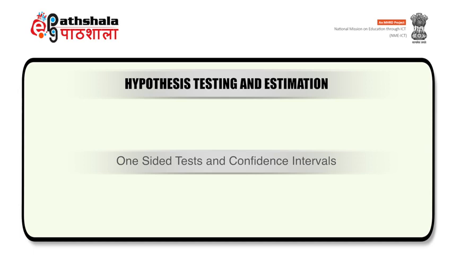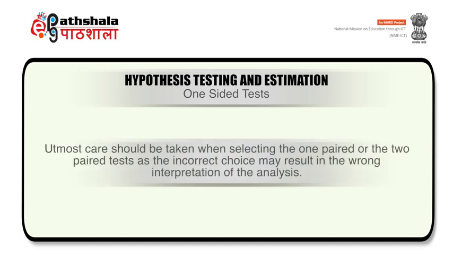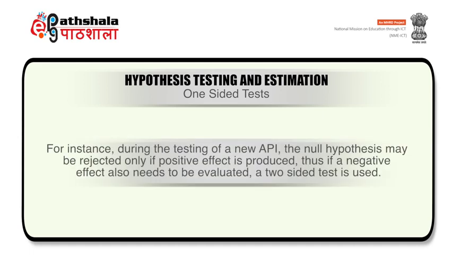We will further discuss about one-sided test and confidence interval. One-sided tests are utilized when null hypothesis is rejected only for the unidirectional differences of observed means. Utmost care should be taken when selecting the one-sided or the two-sided test, as the incorrect choice may result in the wrong interpretation of the analysis. For instance, during the testing of new active pharmaceutical ingredient, the null hypothesis may be rejected only if positive effect is produced. Thus, if a negative effect also needs to be evaluated, a two-sided test is used.